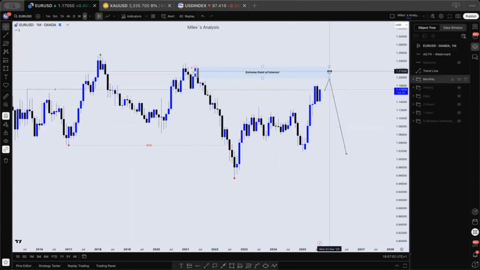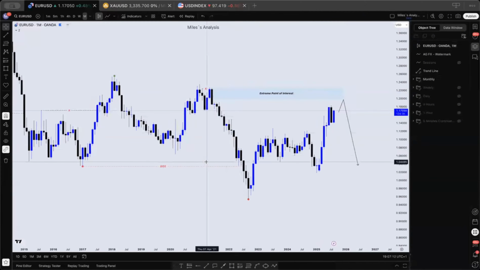So once price gets to this extreme point of interest, I'll be looking for reversals on the lower time frames, and hopefully price will start selling on the monthly time frame. So this is what I have.